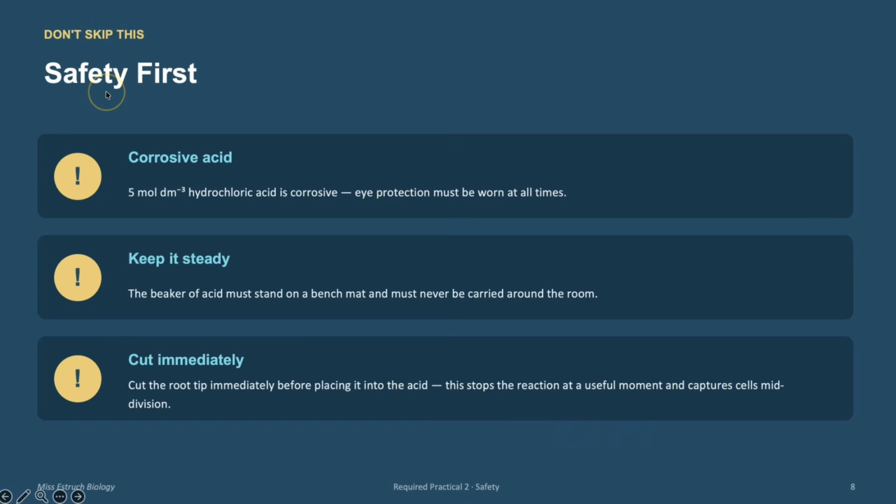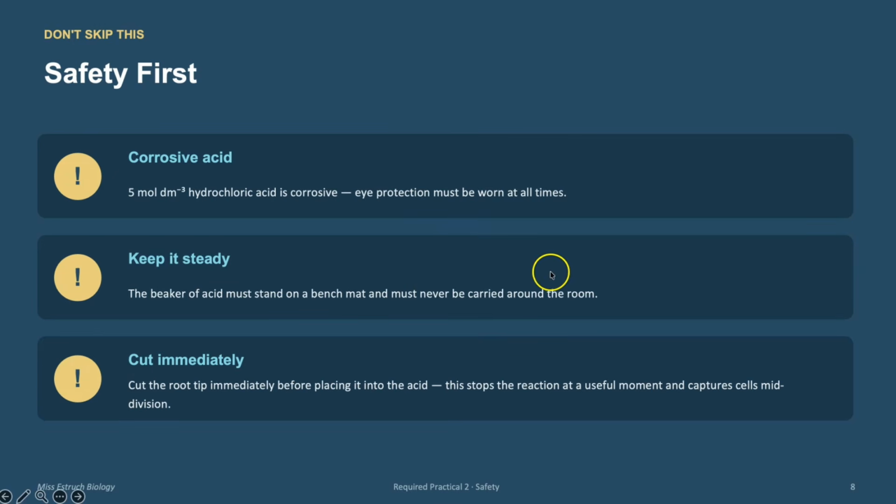The key safety elements of this practical are the fact that we're using hydrochloric acid, which is corrosive, so you must wear eye protection at all times, such as goggles. This point here probably wouldn't get you a marking point in an exam, but it's just worth noting for the reality of it in a busy lab when you're doing this. Don't have your beaker near the edge of your bench. Make sure it's in the middle so someone can't accidentally walk past it and knock it over.